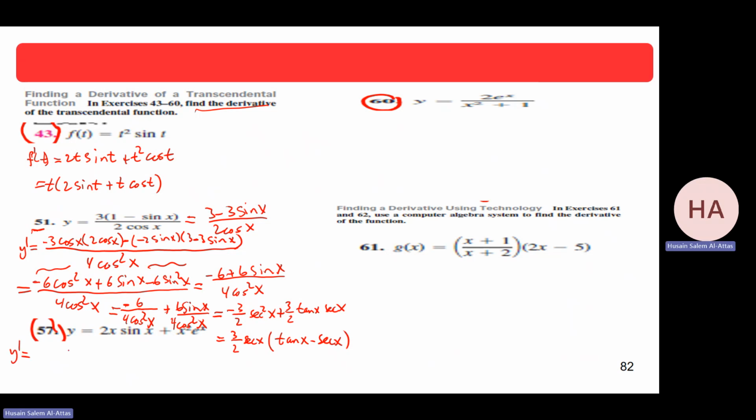Y prime will be what? Just product rule here and product rule here. So I have 2 sine x plus 2x cosine x plus 2x e^x plus x squared e^x. That's it. Yeah.